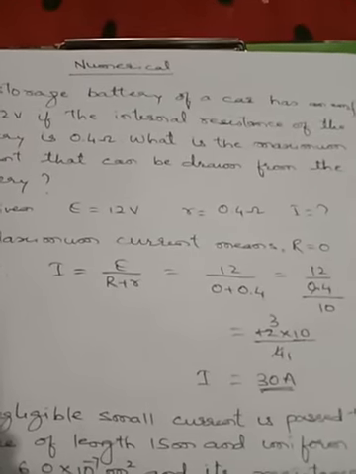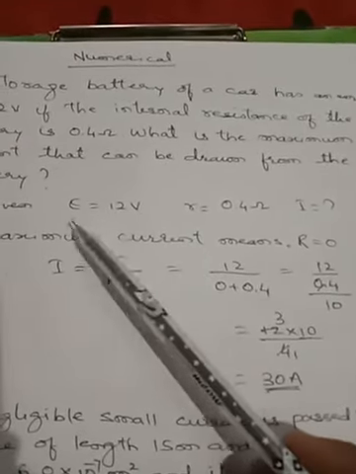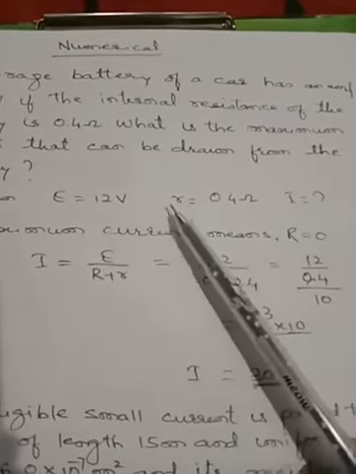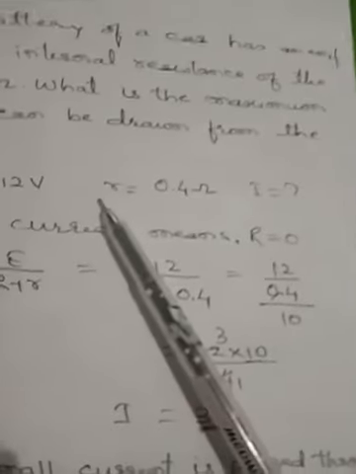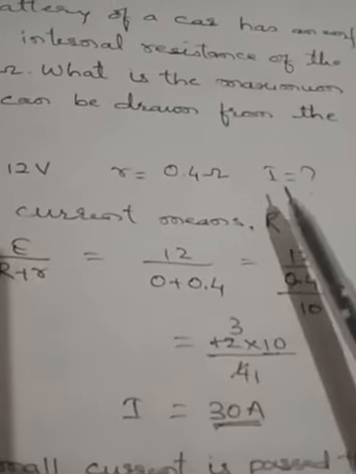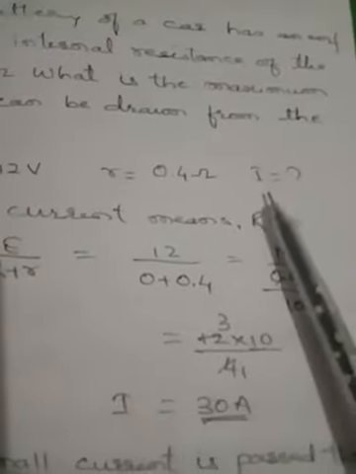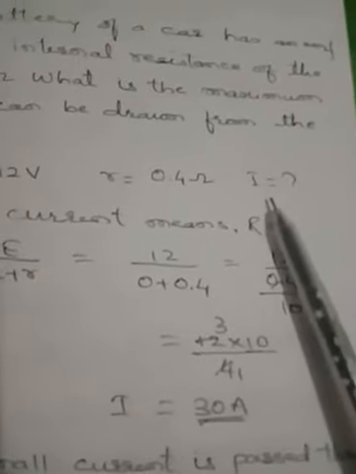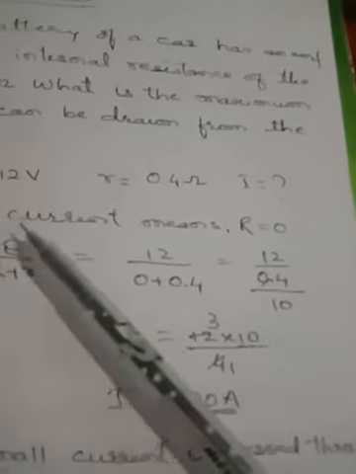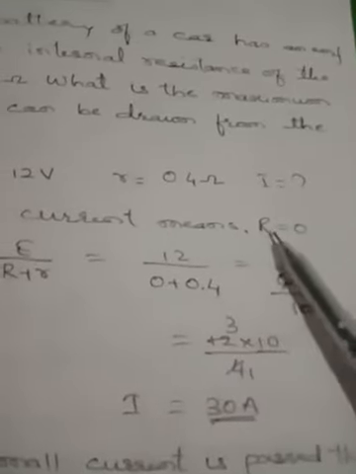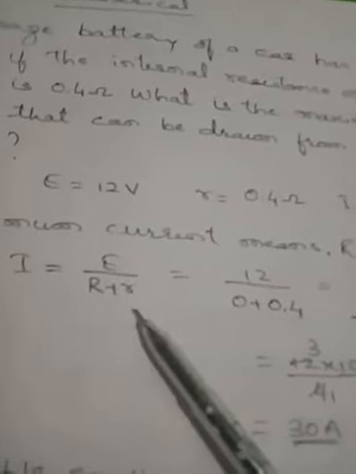So what is given here? EMF is given to you, E is equal to 12 volt. Internal resistance r is given to you, 0.4 ohm, and they are asking the current. But what current they are asking? Maximum current. So now we have to understand that in the theory we have seen that maximum current will be there in the circuit when capital R is equal to 0. We know the formula. Battery case is there. I is equal to E divided by R plus r.